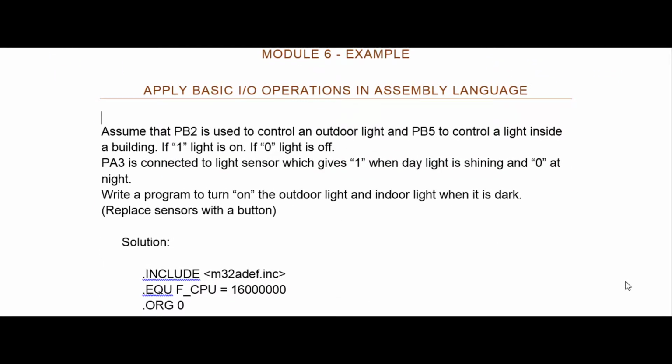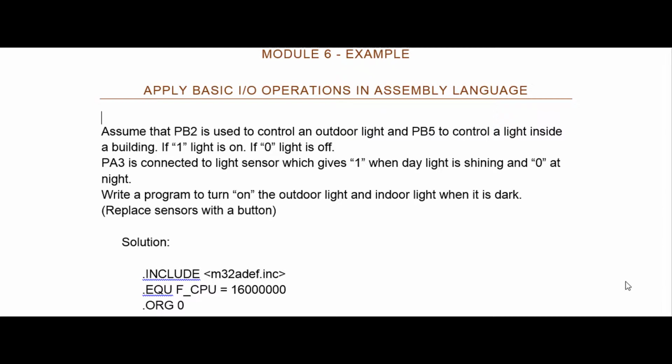Assume that PP2 is used to control an outdoor light and PP5 to control a light inside a building. If 1, which means high logic, the light is on. If 0, the light is off. PA3 is connected to a light sensor, which gives 1 when daylight is shining and 0 at night. Write a program to turn on the outdoor light and indoor light when it is dark. Replace the sensor with a button.